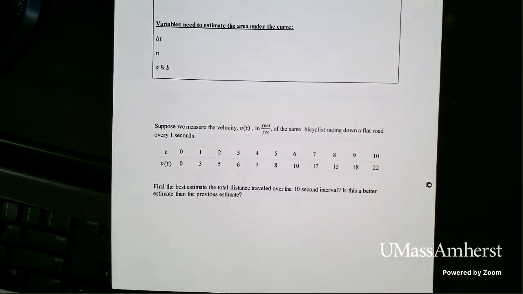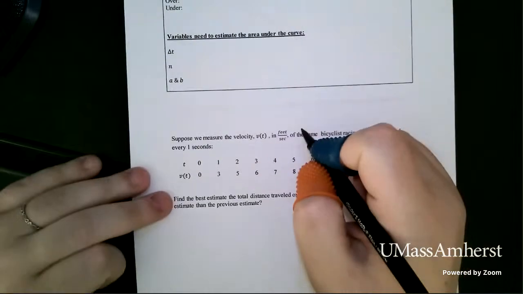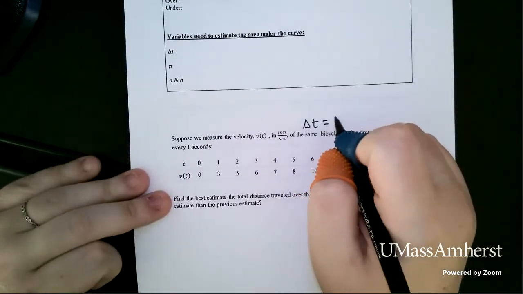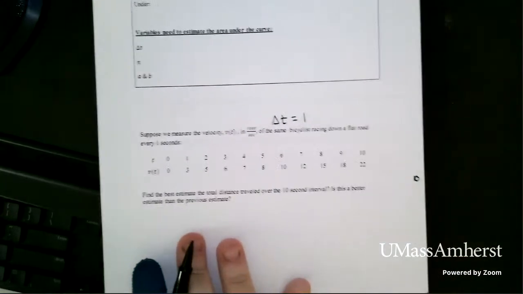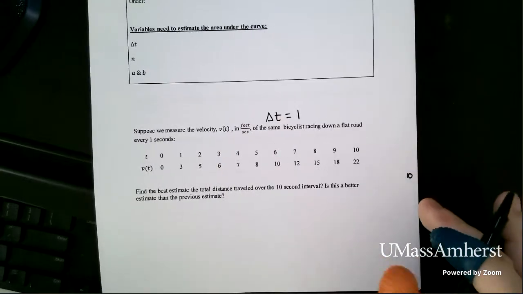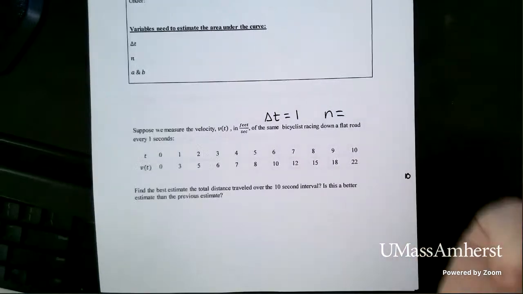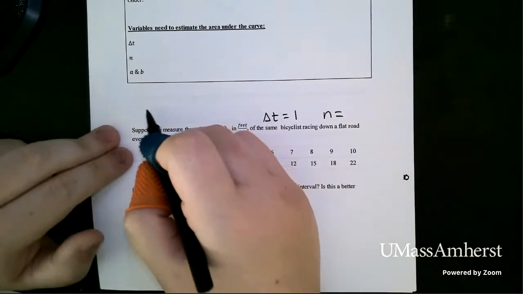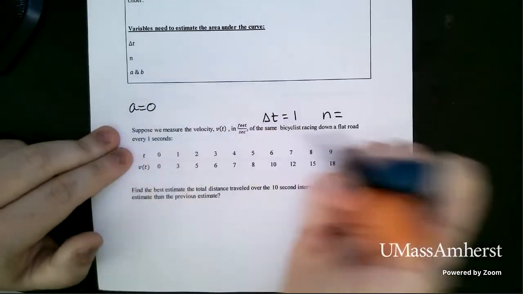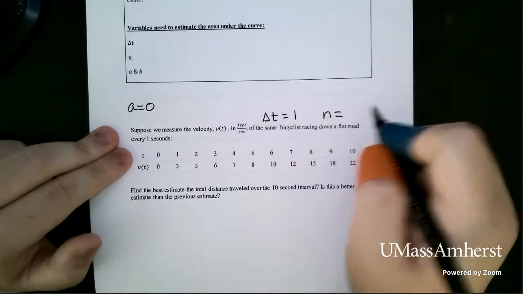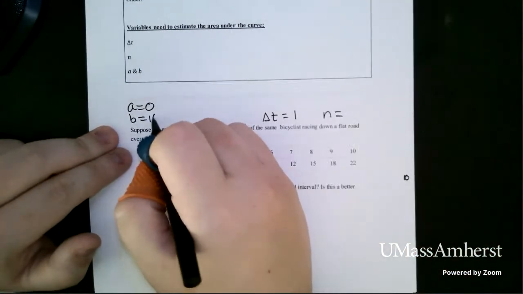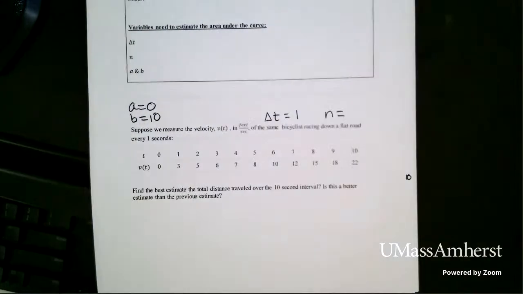So what does that mean? That means that now our delta T equals 1. We can measure every 1 second. We still need to now figure out our N. What's our new N? We'll talk about that in a few minutes. Our A is still 0, and our B is still 10. So we're still looking over this 10-second interval.